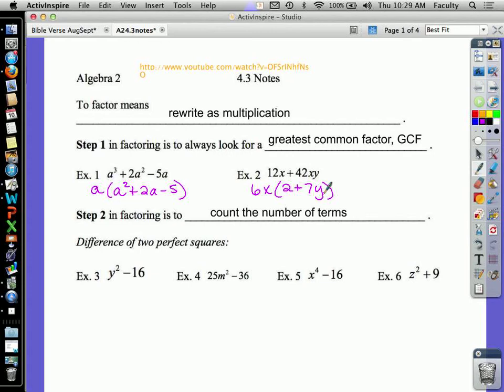Step 2 in factoring is to count the number of terms. So the first thing we're going to look at is a difference of two perfect squares. So it's a squared minus b squared factors into a plus b times a minus b.